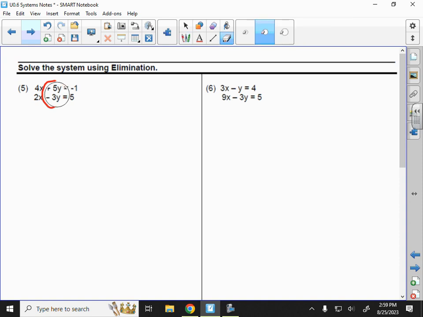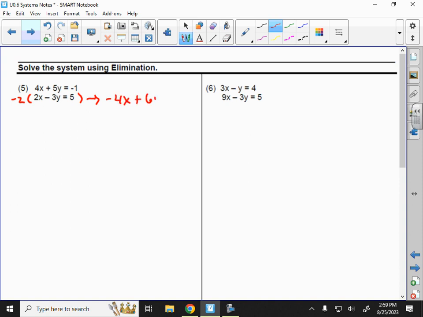All right, so since you get to choose which one you want to eliminate, I would try to find one that's a little bit easier than the other. So in this problem, the x's would be easier to eliminate because I only have to multiply one equation by a number, and that would be negative 2. So what I'm going to do is distribute negative 2 across everything. So that becomes negative 4x plus 6y equals negative 10. And I'm just going to carry this top equation directly above. So I don't change anything on it.